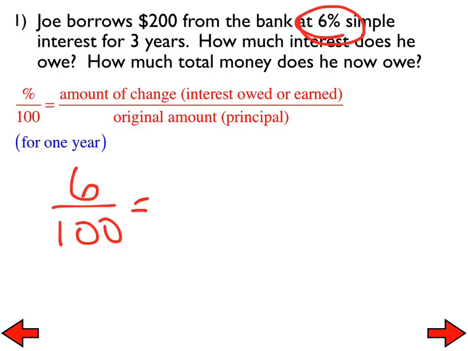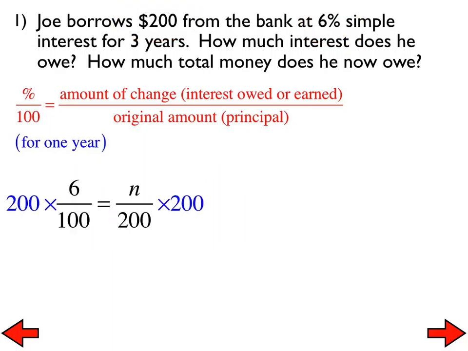And the interest that he owes, that's what we're looking for, so we're going to use a variable. And the principal, if you see on your notes right on top of number 1, that's the initial amount of money that he borrowed, the original amount. And how much is that? 200. So this is your proportion setup that you're going to solve.